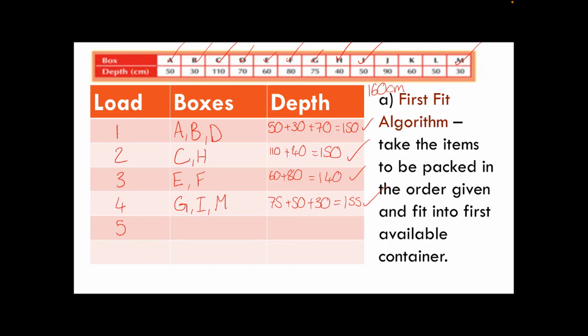Load number 5 then, I can put in J with 90. I can then put in K that is 60, and that gets me to 150. And so my final load number 6 is going to be load L, which was just 50 centimetres. So here we can see that we would need 6 loads to transport all of these 13 boxes.